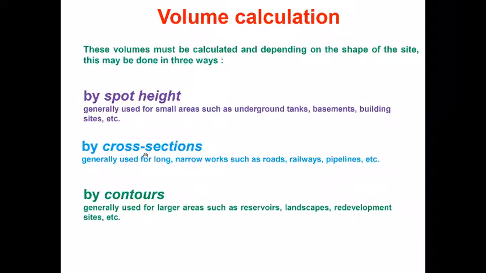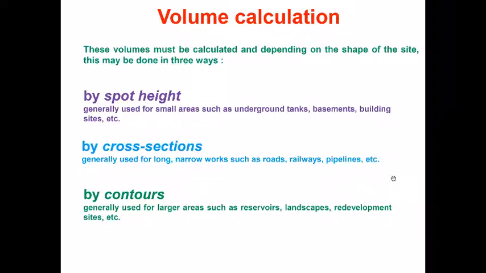In cross sections, this method is used for long narrow work such as roads, railways, and pipelines. So we'll see how this works. Basically, whenever we dig up earth for these sort of projects, the width that is to be dug remains the same, and the depth keeps on changing.